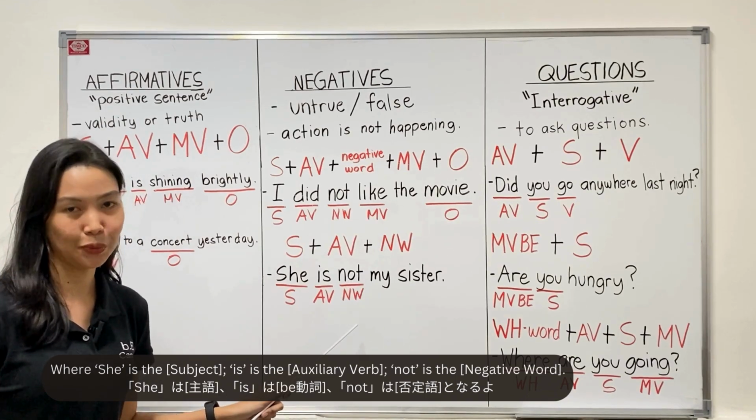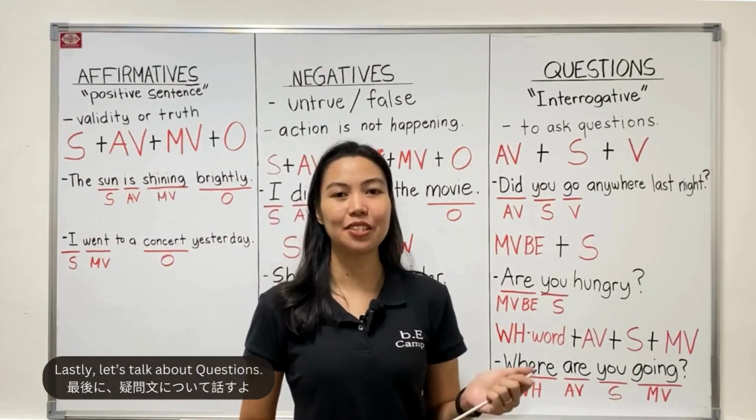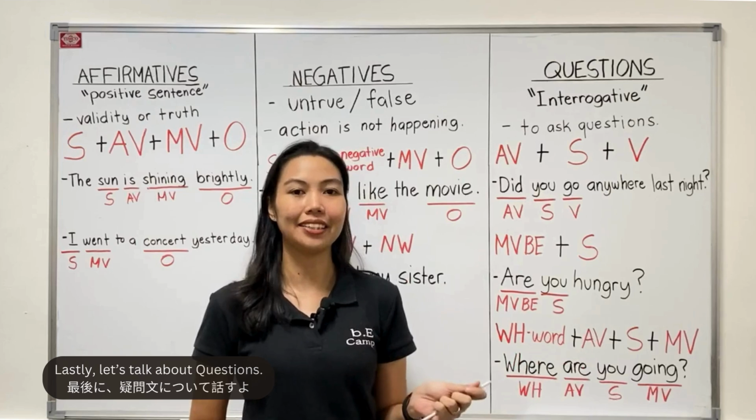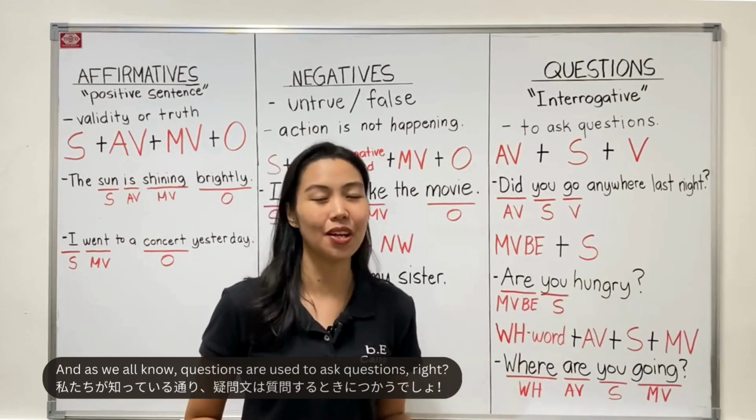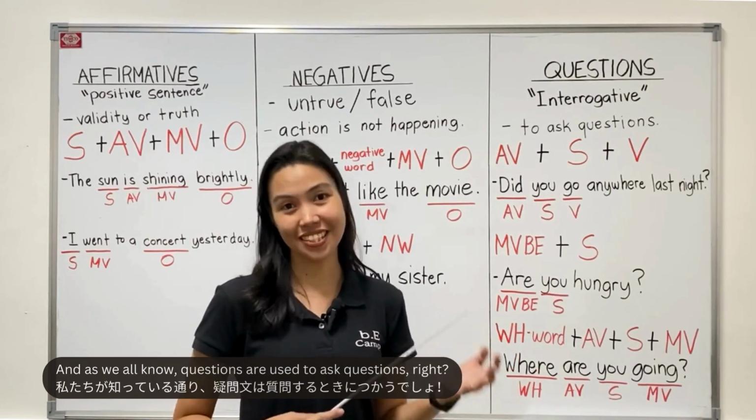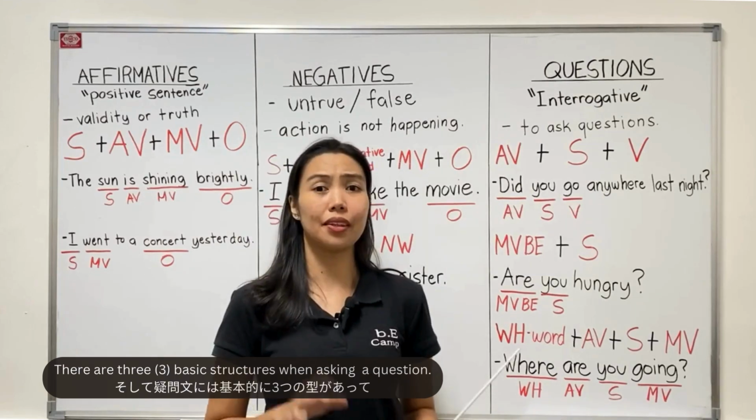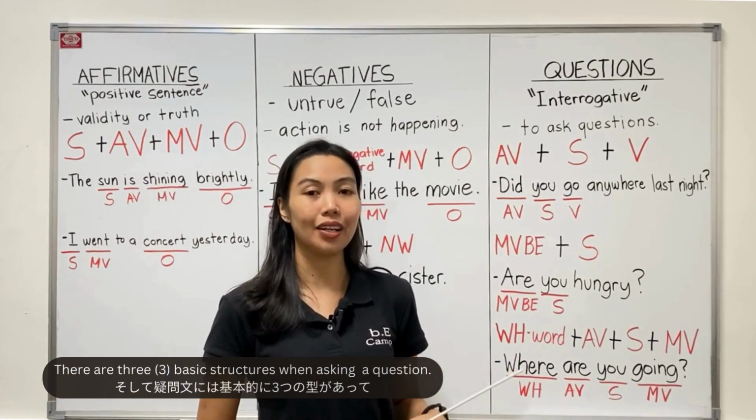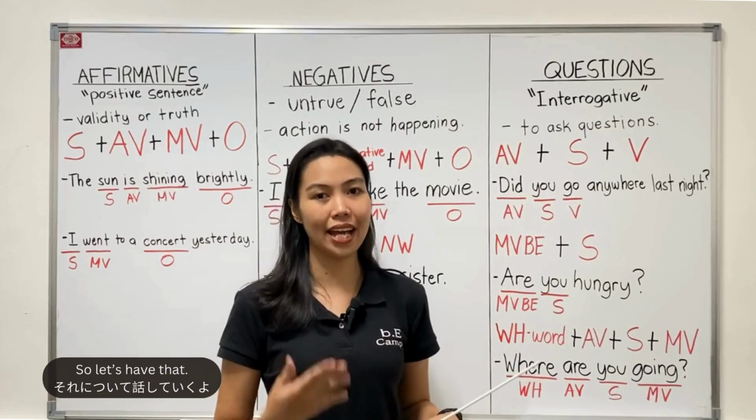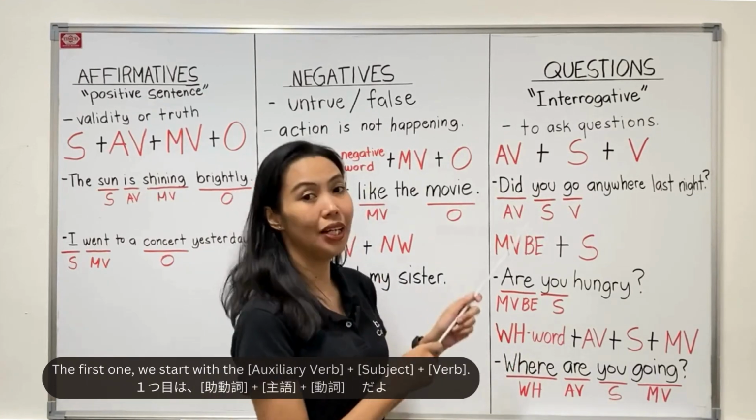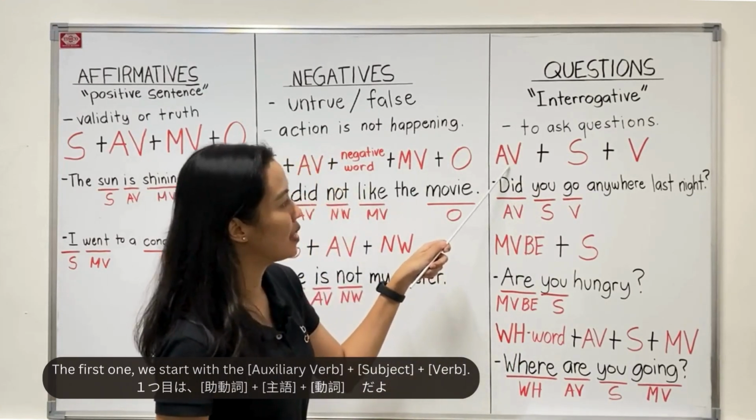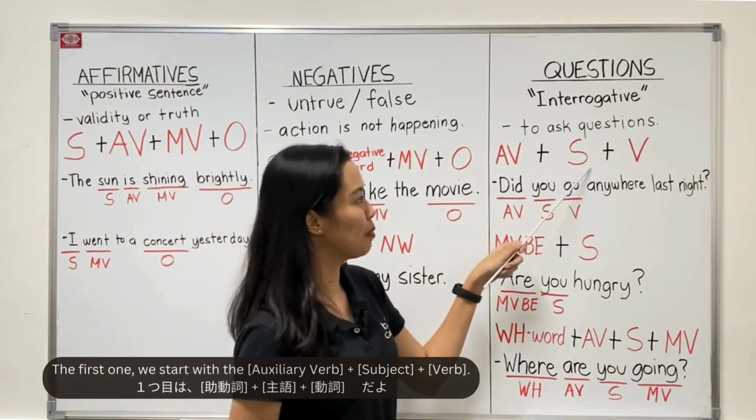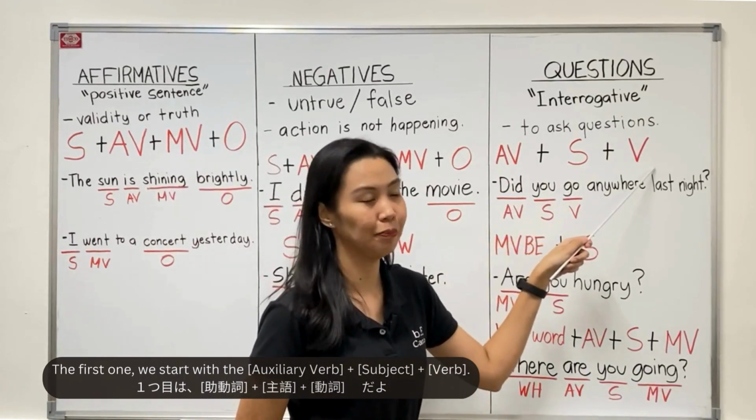the negative word. Lastly, let's talk about questions. And as we all know, questions are used to ask questions, right? There are three basic structures when asking a question. So let's have that. The first one, so we start with the auxiliary verb plus the subject and the verb.